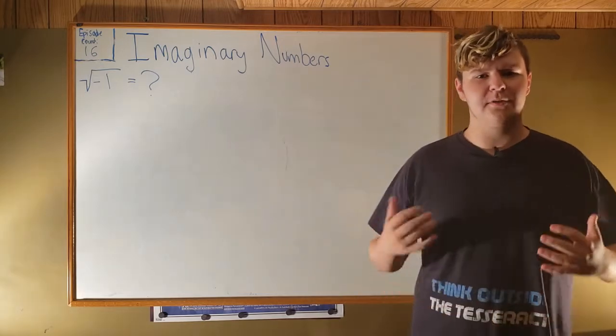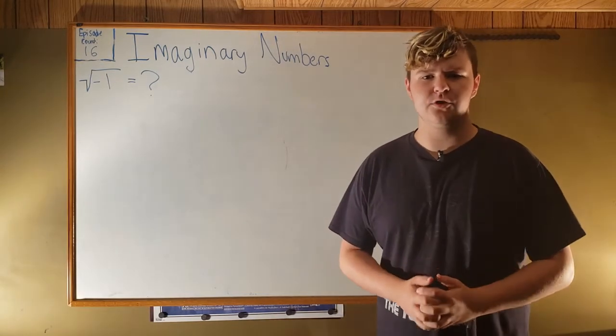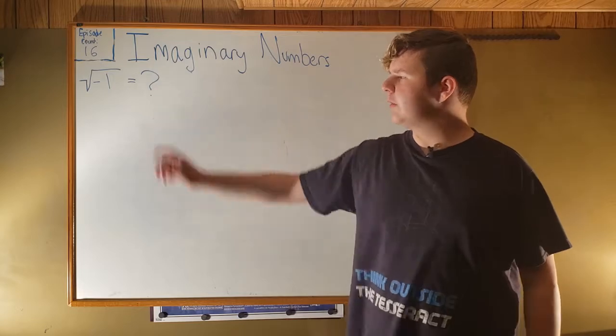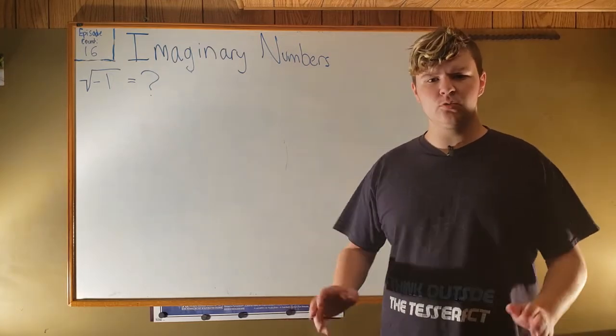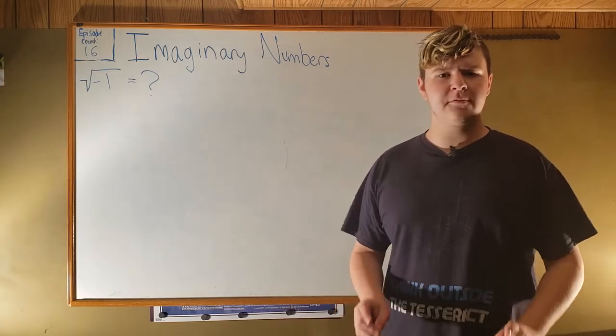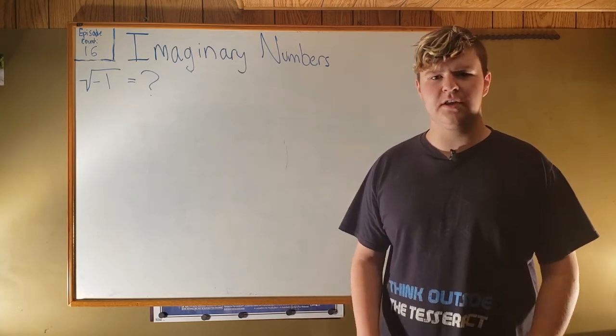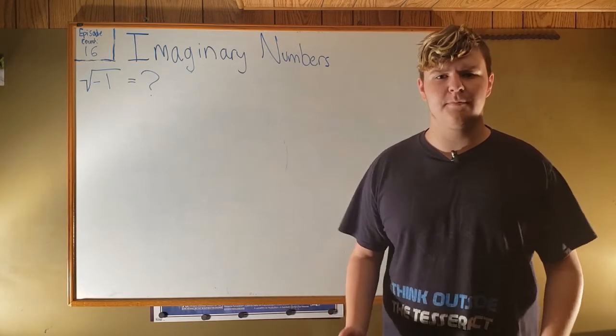Once upon a time, on a planet called Earth, a mathematician sat down to solve a problem. What is the square root of -1? This one problem sparked a huge wave of controversy in the mathematical community and spawned a new form of mathematics.